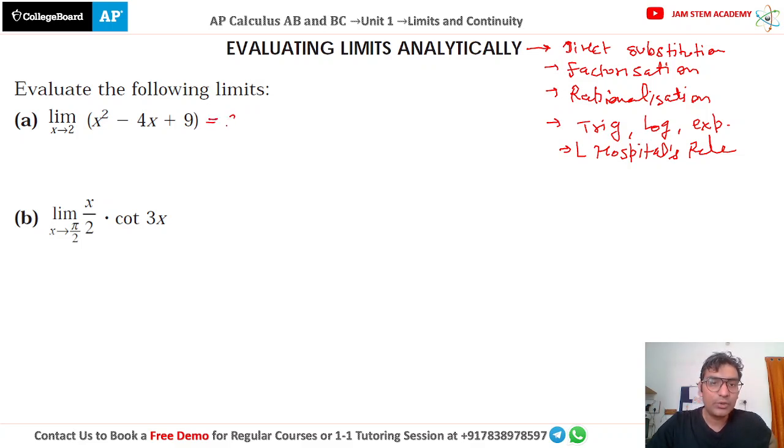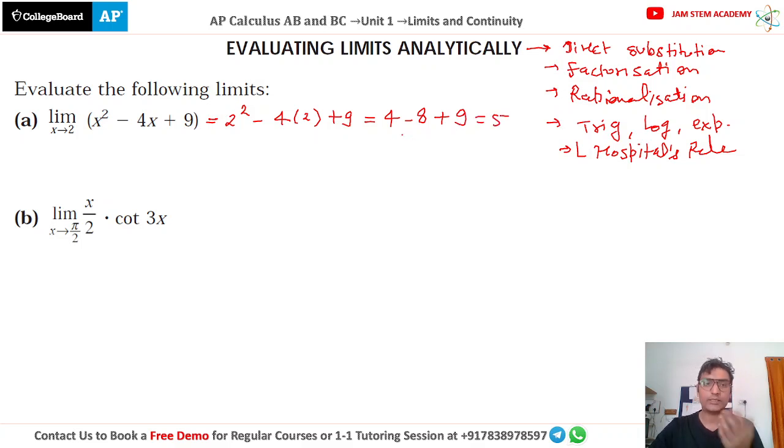So what do you get? 2 squared minus 4 times 2 plus 9. Is it an indeterminate form? No, we are getting our answer directly. So what is that? 4 minus 8 plus 9, which gives me 5. So yes, this is the value.